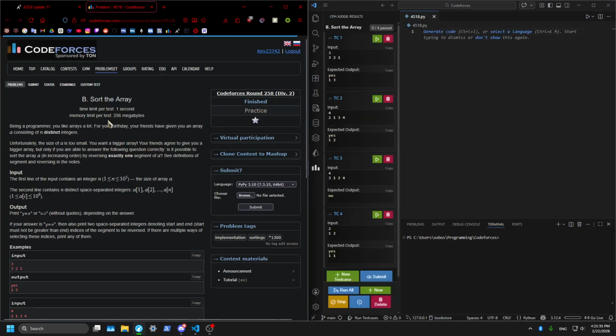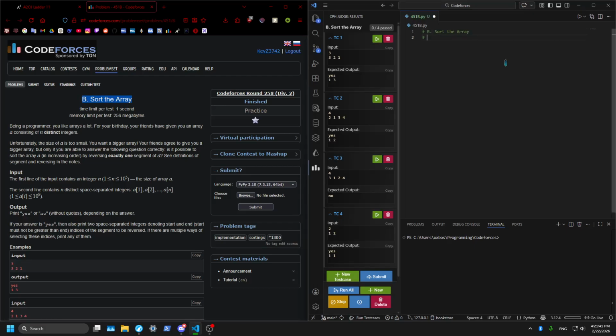Sort the array. Sounds simple enough. 1300. I need to do a contest soon, again. Reevaluate where I'm at. Hopefully I don't plateau or lose elo, though.